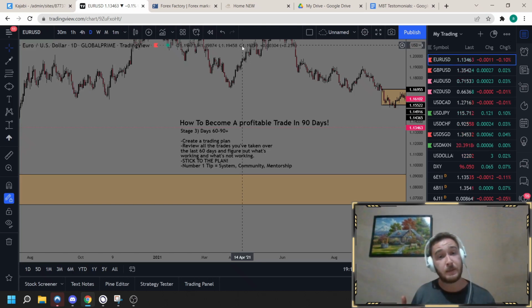And which brings me into my next point: make sure you review all the trades that you've taken over the last 60 days and figure out what's working and what's not working. Okay, this is why journaling is so important, because at the end of the 90 days, when I have a meeting with that person, I say, hey, let's break down all your trades that you have taken, 20 trades, 50 trades, whatever. Let's figure out what is working and what is not working.